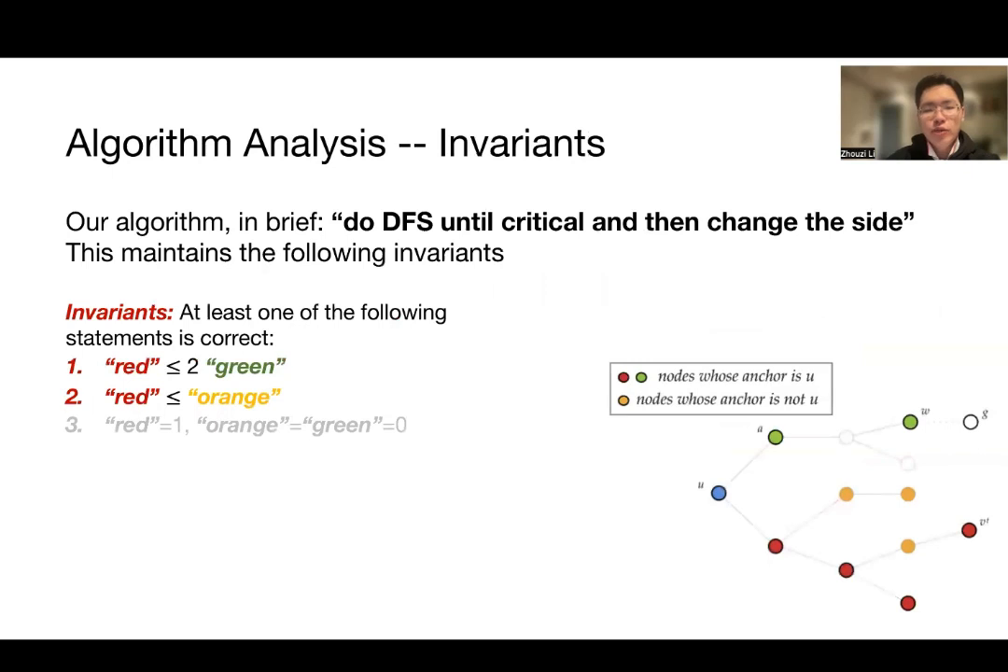Also, we state the invariance. Basically, our algorithm, in brief, is do DFS until critical and then change the side. This maintains the following invariance. For any U on the path from R to G, suppose G lies in the upper subtree. Let green nodes be the ones in the upper subtree whose anchor is U. In the lower subtree, let red nodes be the ones whose anchor is U and the orange be the rest. Then, at least one of the following three statements is true. Red is smaller than twice the green, red is smaller than orange, or the third one. Here, the third one is a special case, and for intuitions, we just ignore it in the following proof.